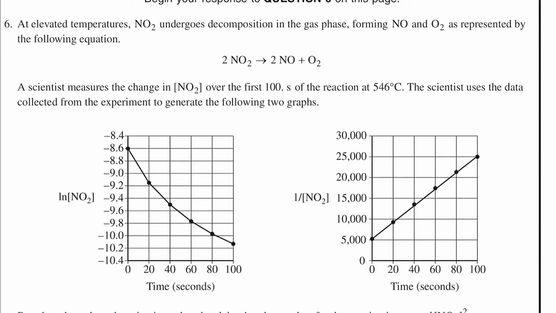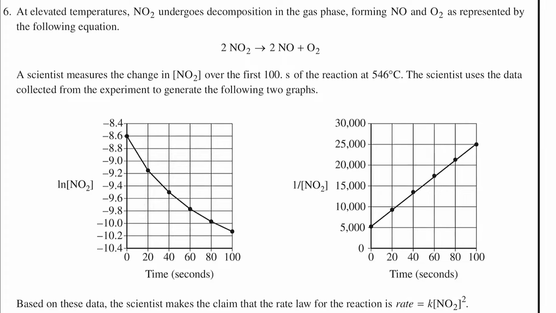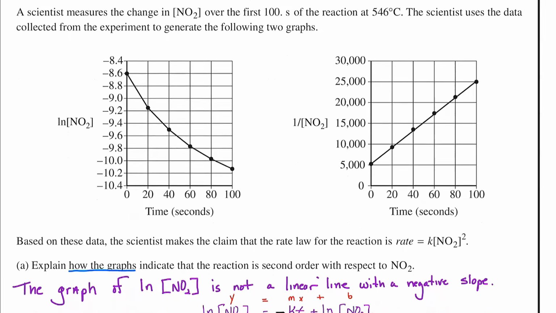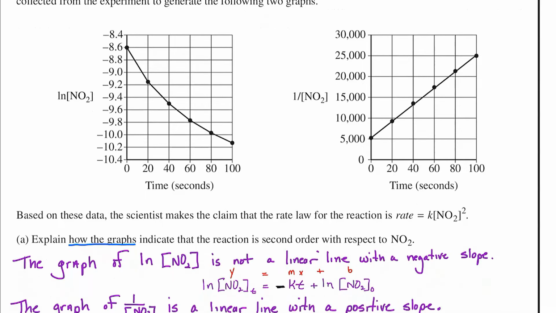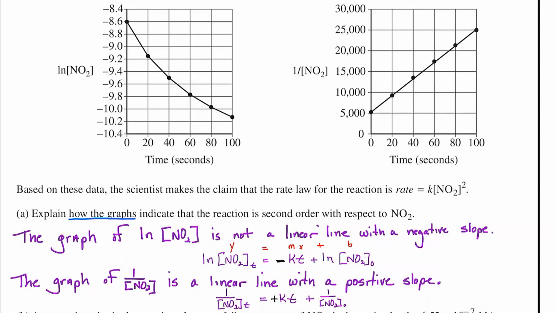Decomposing there a little bit, we have the two graphs of the rate of reactions. Based on these two graphs that were plotted from the data during this reaction, explain how the graphs indicate that the reaction is second order with respect to NO2. Well, I said that very simply, and I think this is important: there's a linear line with a positive slope for the graph of 1 over the concentration of NO2.